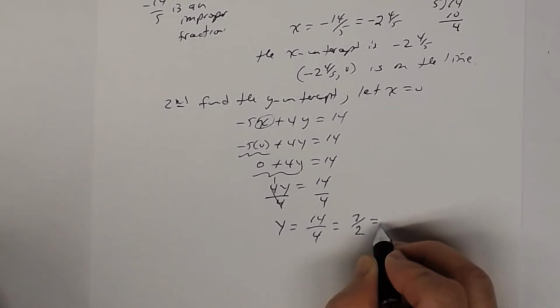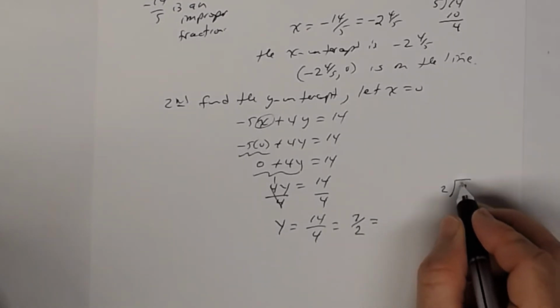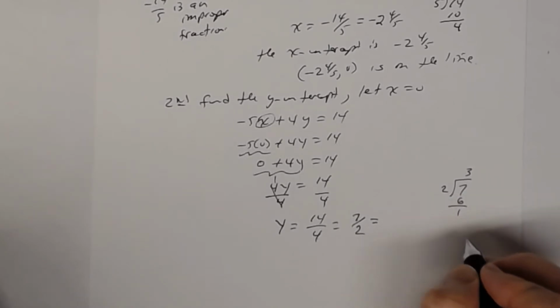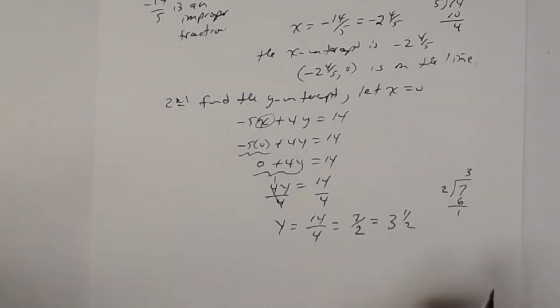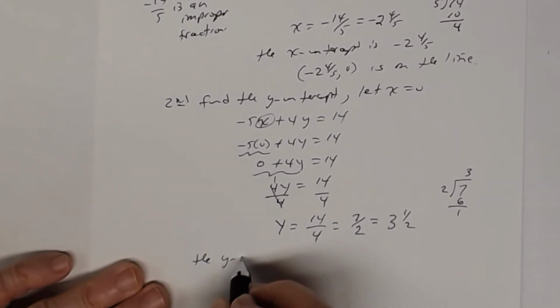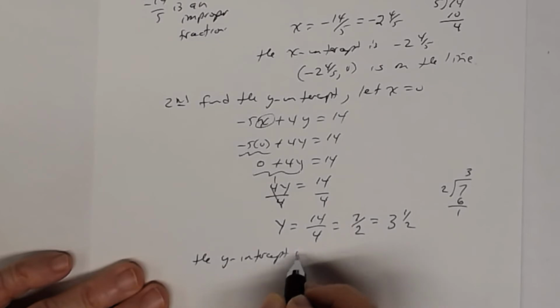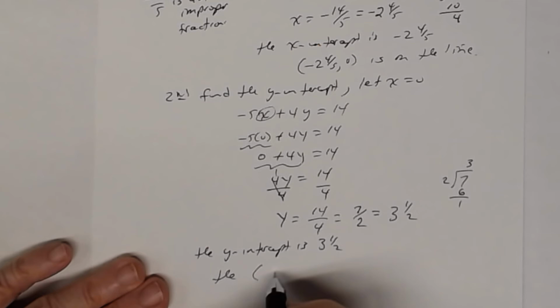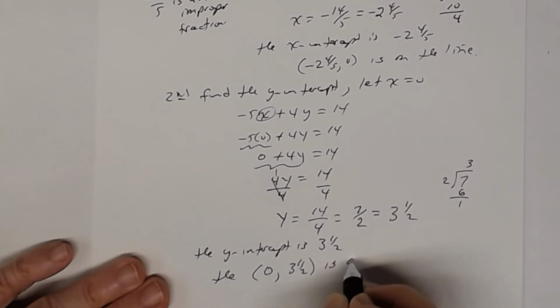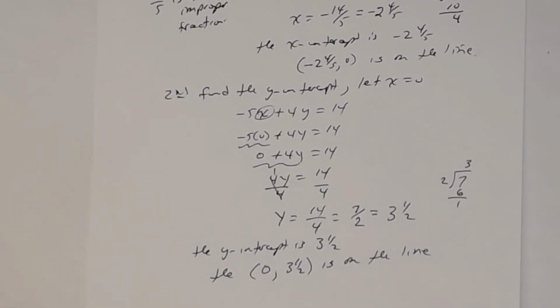And so as a mixed number, remember 2 divided into 7 is 3. 3 times 2 is 6. Remainder 1. So that's 3 and 1/2. So there's your y-intercept. The y-intercept is 3 and 1/2. And then as an ordered pair, that means that the point, remember this is x, this is y, the point 0, 3.5 is on the line. All right, so let's go ahead and plot the point 3.5, the y-intercept. All right, so 3.5.